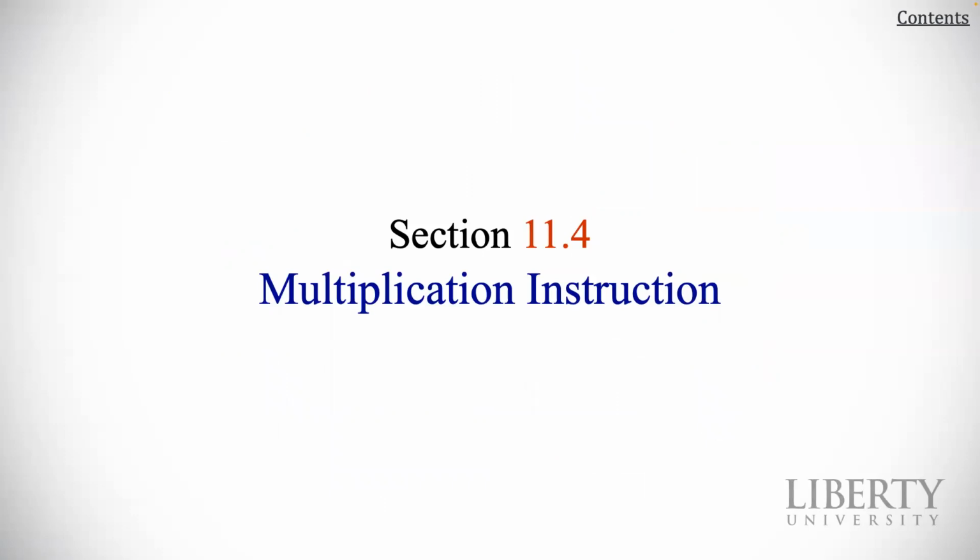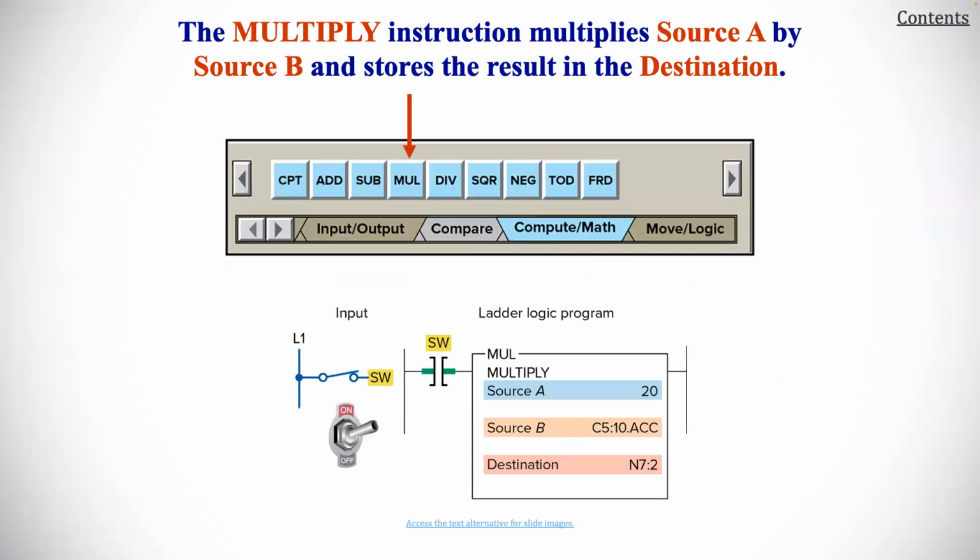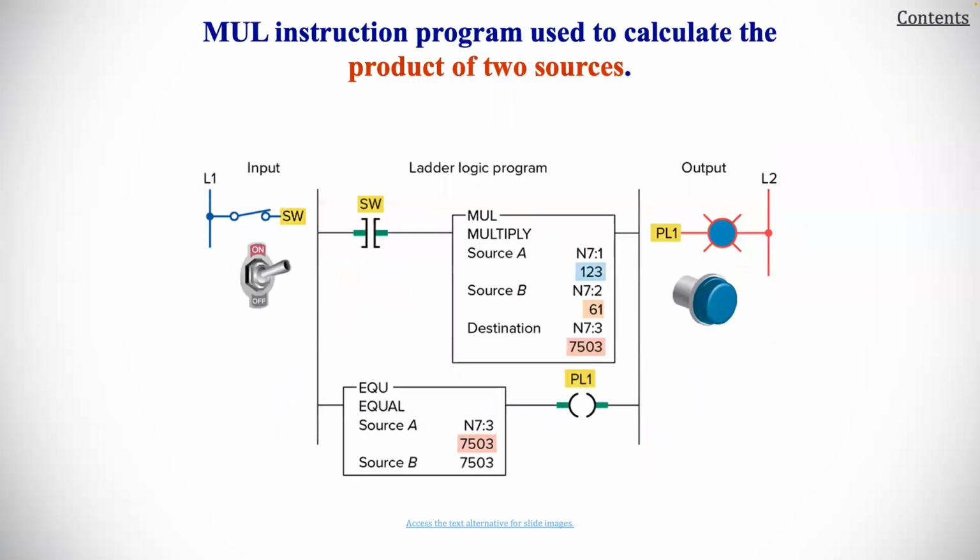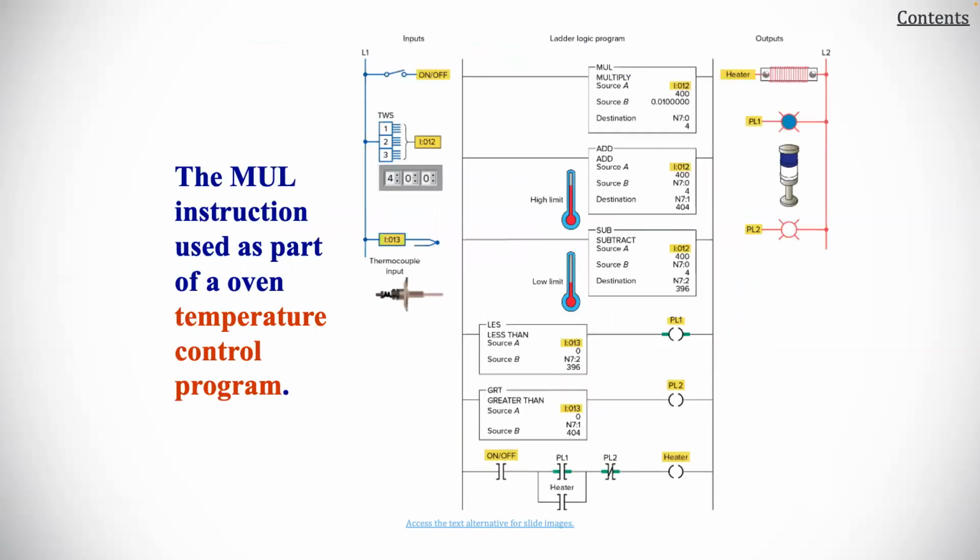Next, we'll talk about multiplication. MUL is what it stands for, and it multiplies source A by source B and puts it into the destination, similar to the previous two that we spoke about. Here is a multiply instruction program used to calculate the product of two sources. That's how that would look. And here is the MUL instruction used as a part of a temperature control program. That would be another practical example of where you could be using this kind of instruction.